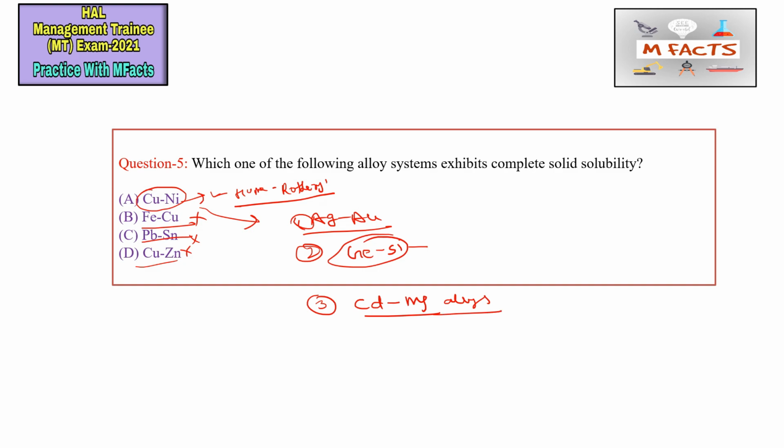For the Hume-Rothery rules, I have created one video, that is chemical and metallurgical terminology part 2. You can check the Hume-Rothery rules there, and you can get a better idea from that video of what a solid solution and solid solubility are. Please go through that video and brush up your knowledge regarding the Hume-Rothery rules and solid solubility. So the correct option for this question is A, that is CuNi, which exhibits complete solubility.